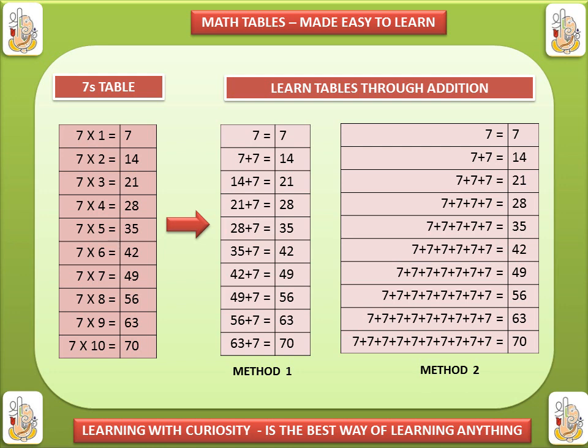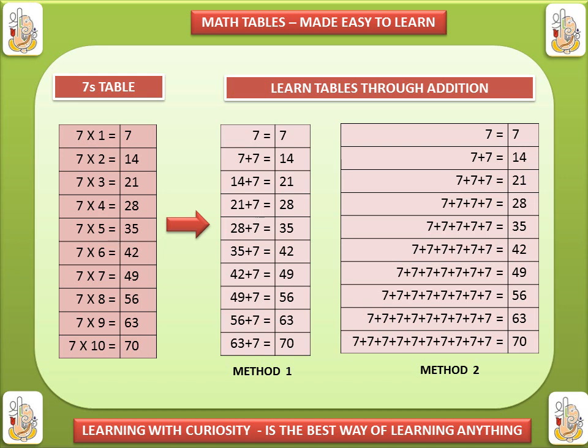Learn the table through addition. Method 1. In this method, you're going to add 7 to the previous number. That is, 7 ones are 7, 7 twos are 14. To get 14, you have to add 7 to the previous number, 7. 7 plus 7 is equal to 14.